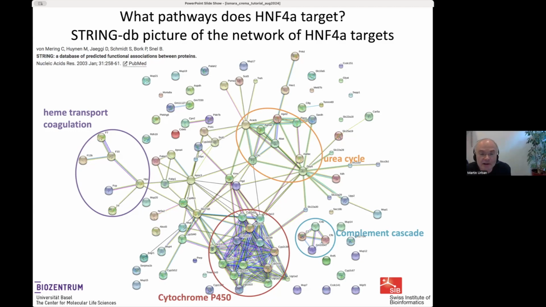Yeah, I was just wondering, why are there unconnected nodes like CDC151?